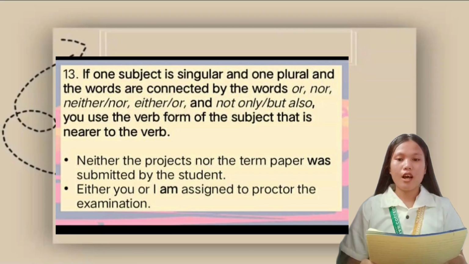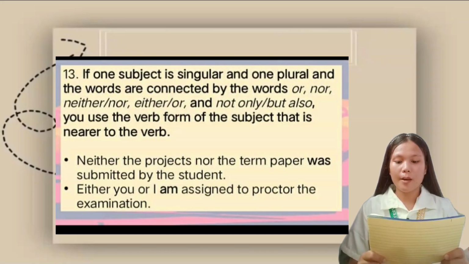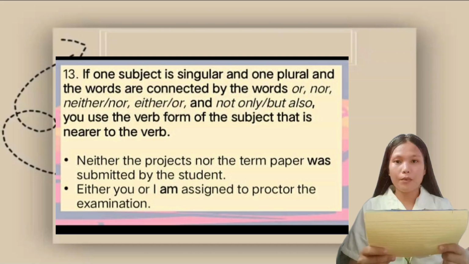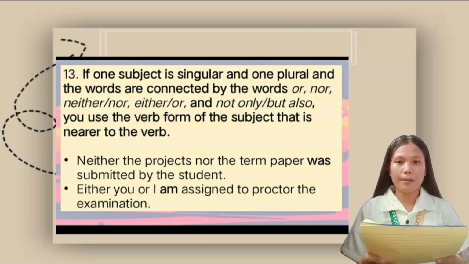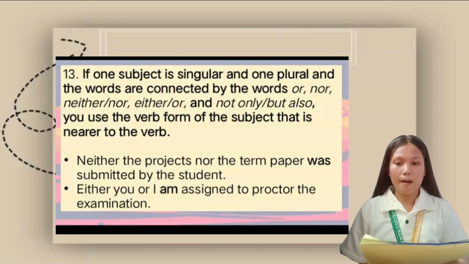Number 3. If one subject is singular and one plural and they are connected by the words or, nor, either-or, neither-nor, and not only-but also, you choose the verb from the subject that is nearer to the verb. For example, neither the project nor the term paper was submitted by the students. The nearest subject to the verb is term paper. Term paper is singular, so use "was". Was is a singular verb.